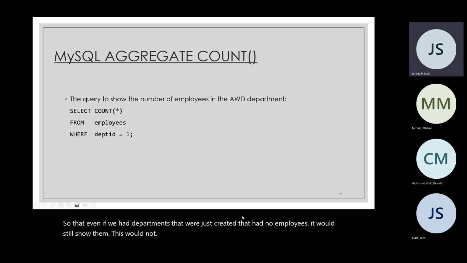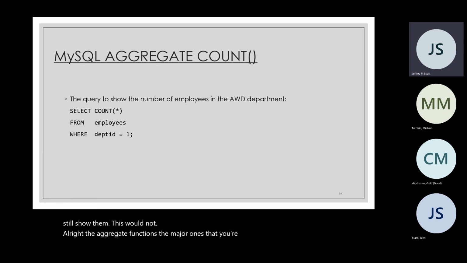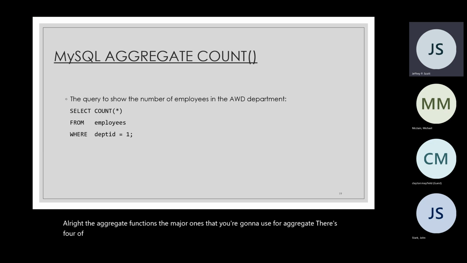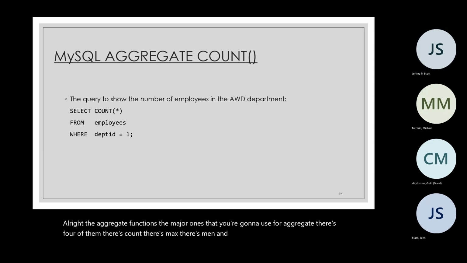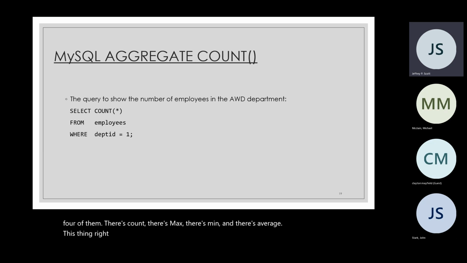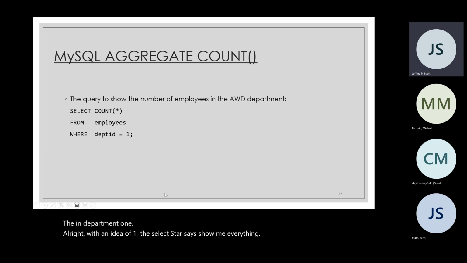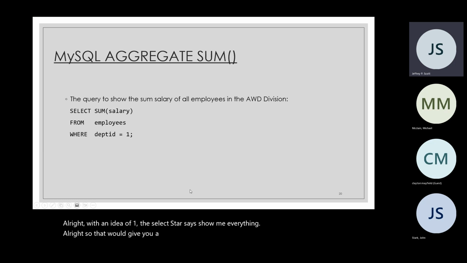All right, the aggregate functions, the major ones that you're going to use, there's 4 of them. There's count, there's max, there's min, and there's average. This thing right here says, give me a count of how many employees work in department 1, with an ID of 1. The select star says, show me everything. So that would give you a count of all employees that are in there.